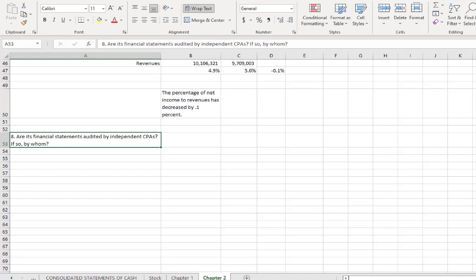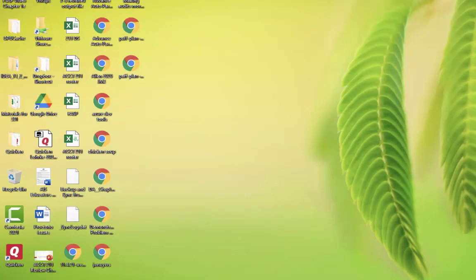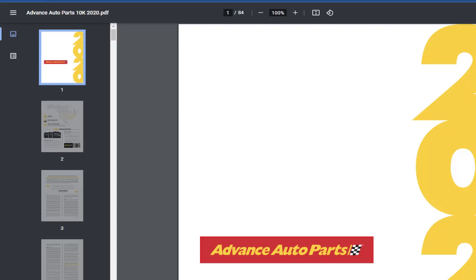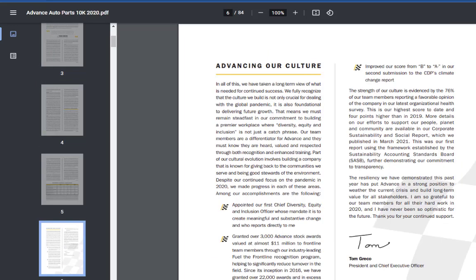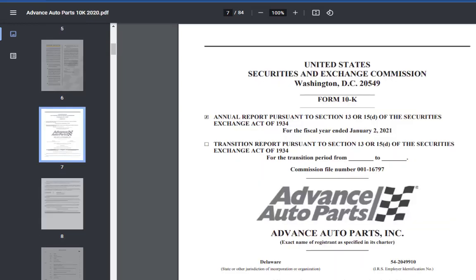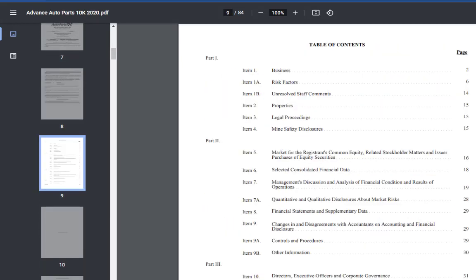So I'm going to minimize my sheet here. And I'm going to look for my Advanced Auto Parts. Here is my PDF of my latest year. And I want to find my financial statements because I know it's going to be right before or right after. And if I was smart, I would have written down what page number my financial statements are on. But I didn't. But I know it's somewhere around page 29. It's going to be after page 29.